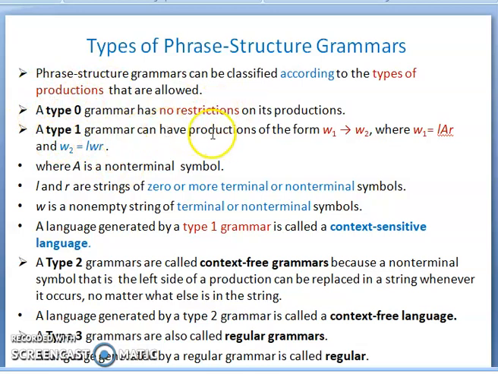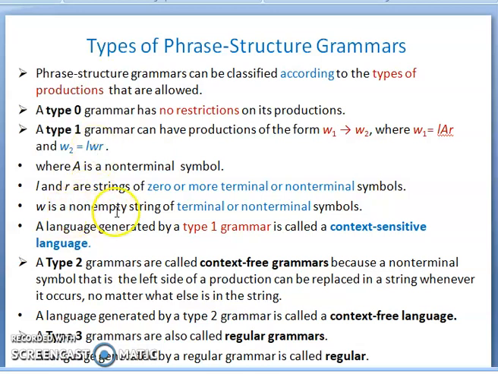And type 1 grammar can have productions in the form of W1 implies W2. This is the left side and this is the right side. For W1 you can substitute lAr, and instead of W2 there is lWr. Here A is the non-terminal symbol, and l and r, in both W1 and W2, are strings of 0 or more terminal or non-terminal symbols.